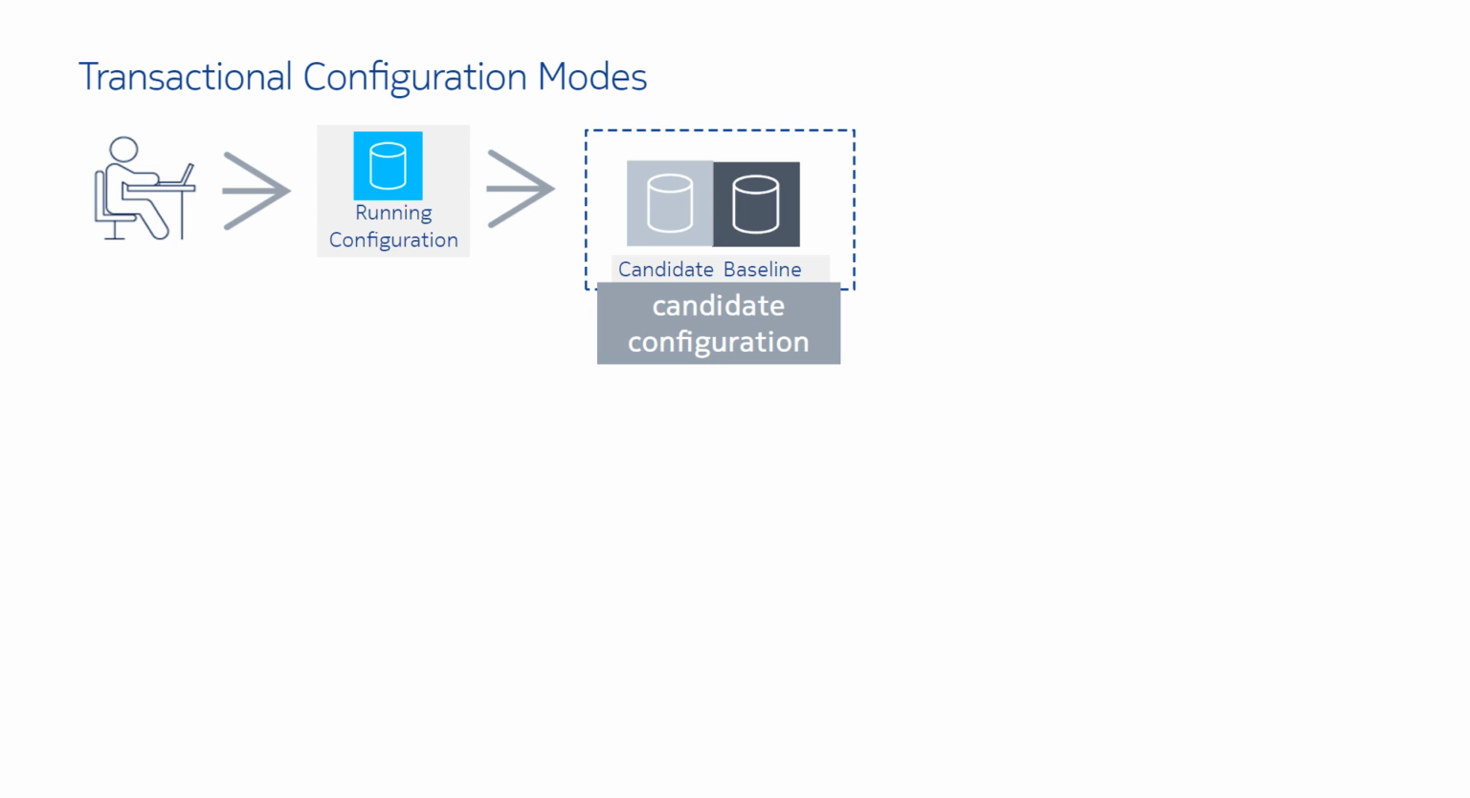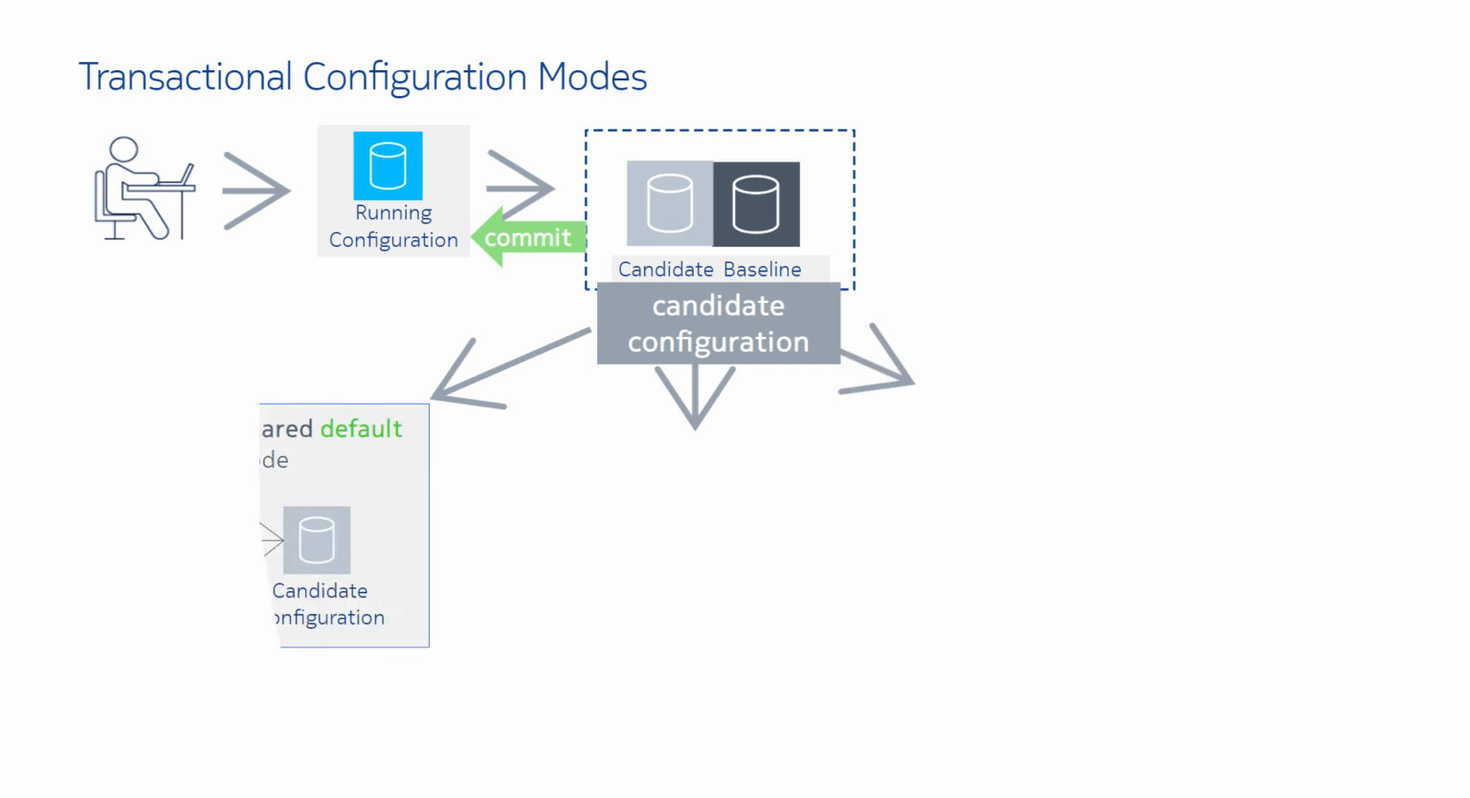The candidate data store is maintained until the user either commits it or discards it, even if the user logs out. When committed, the configuration changes are copied to the running configuration and become active. The candidate configuration can be modified in 3 different modes.